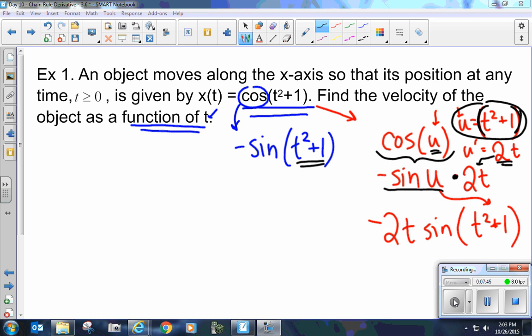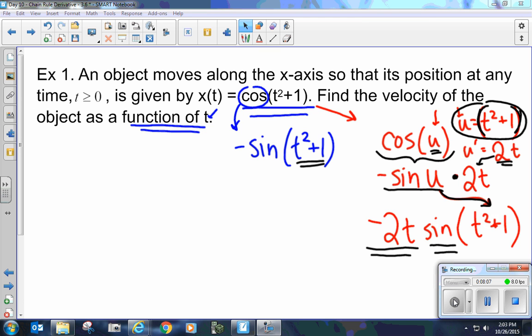So when we rewrite it, we say the negation of 2t times the sine, and now, and this is our final answer, we are going to take our u and put our expression back in for it, which was t squared plus 1.